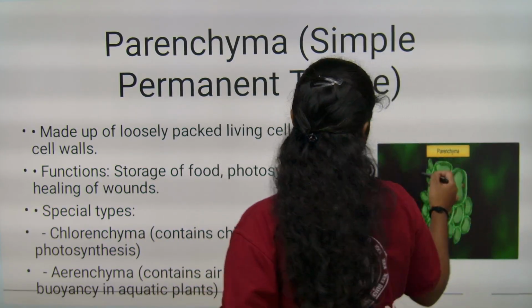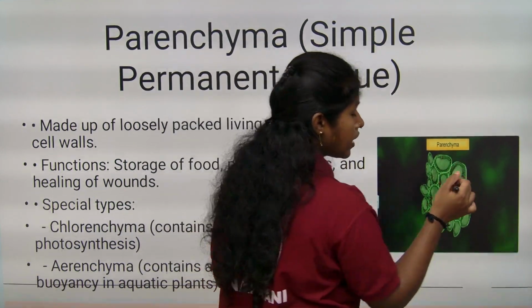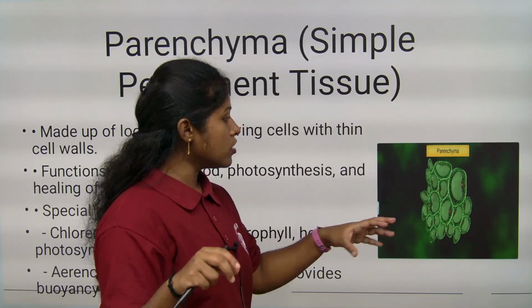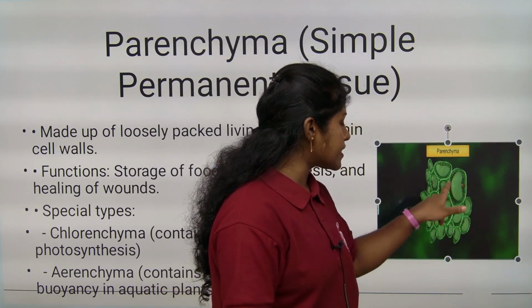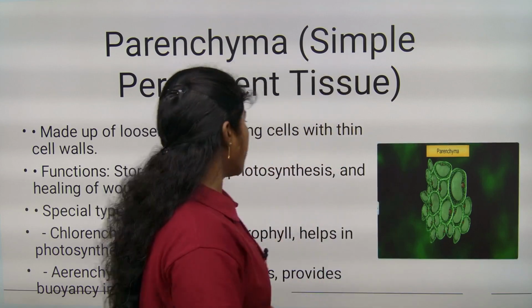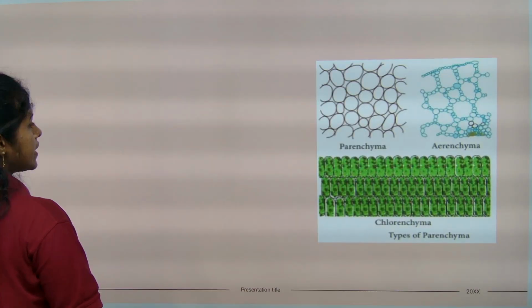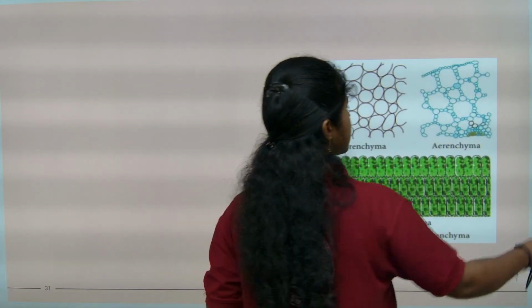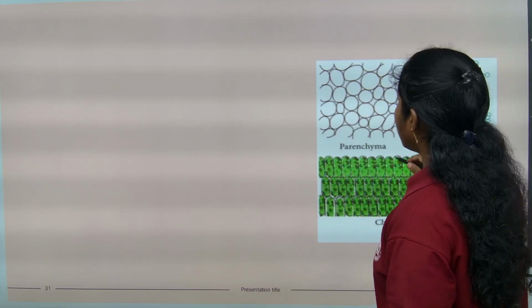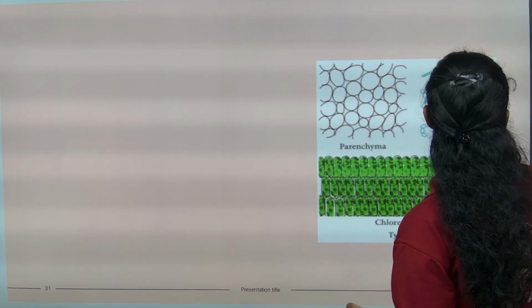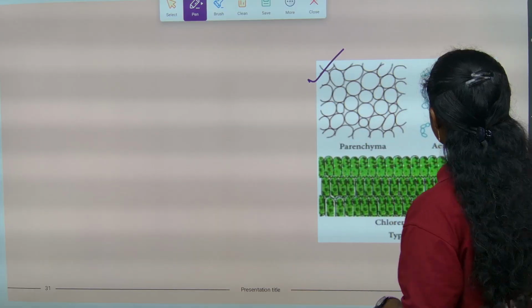So these are the cells, children. See how much space is taken by the vacuole, and there is a prominent nucleus, and the thin cell wall is made up of cellulose, right? So this is about the parenchyma tissue. Let's see here. These are the parenchyma cells. They may be spherical, hexagonal or polygonal in shape. So these are the parenchyma cells and these are the aerenchyma cells.